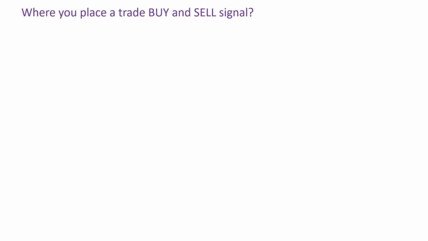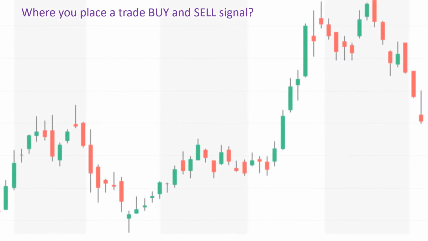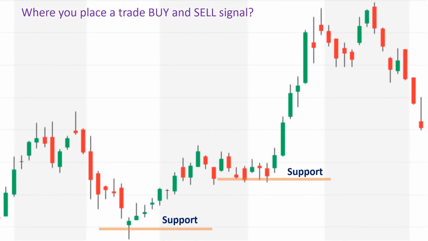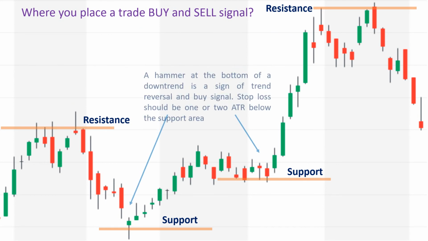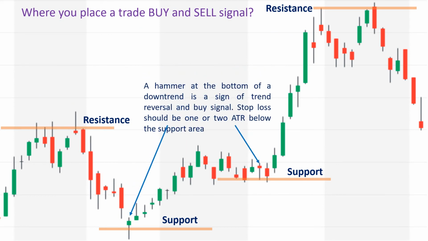Where to place a trade, buy and sell signal. This is a price trend, and these are the support area, and these are the resistance area. A shooting star at the top of an uptrend is a sign of a trend reversal and a sell signal. Put your stop loss 1 or 2 ATR above resistance. A hammer at the bottom of a downtrend is a sign of a trend reversal and a buy signal. The stop loss should be 1 or 2 ATR below the support area.